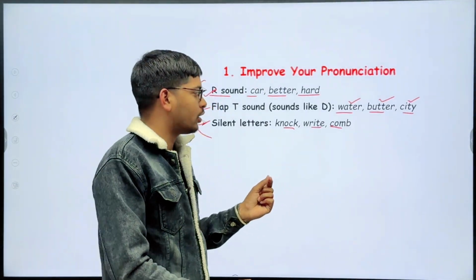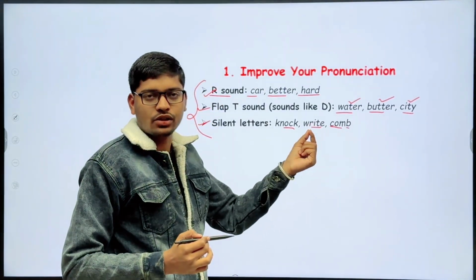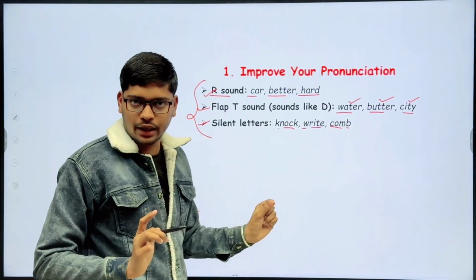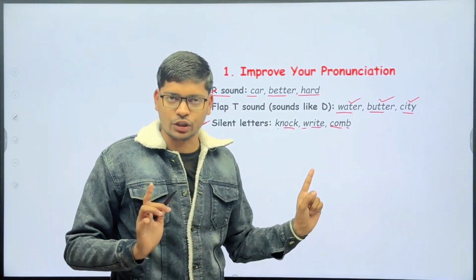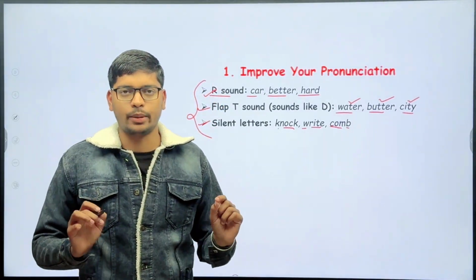Okay, so here K is a silent letter, and W and B. Okay, you understand? This is our first point. You must follow this point. Okay, so let's see our next point.